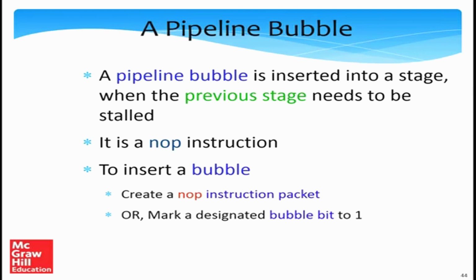And to insert a bubble, what needs to be done is that we need to create a new instruction packet, as was discussed in the last chapter, chapter number 8. So we create a new no-op instruction packet, which basically tells the pipeline's registers to do nothing. And we can also keep a designated bubble bit to say that this is a bubble, and mark the designated bubble bit in the instruction packet as 1. So as the instruction packet moves across the pipeline stages, the pipeline will be well aware of the fact that this is a bubble and nothing needs to be done.